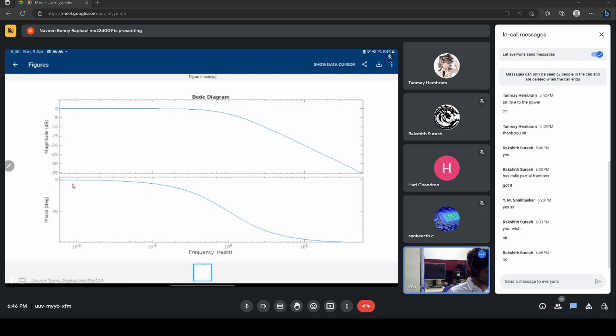Okay, so for small frequencies, the phase will be very close to 0, and as it goes to 1, the moment it reaches 1, the phase becomes minus 45 degrees, and for higher values it becomes very close to minus 90 degrees. On the other hand, the magnitude plot is 0 throughout until it reaches 1, and after 1 it has a steady slope.